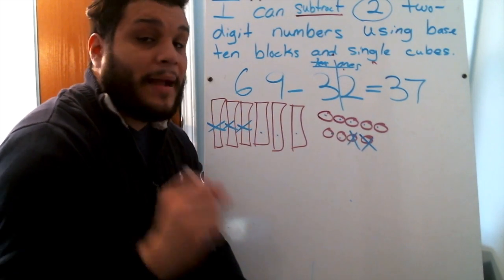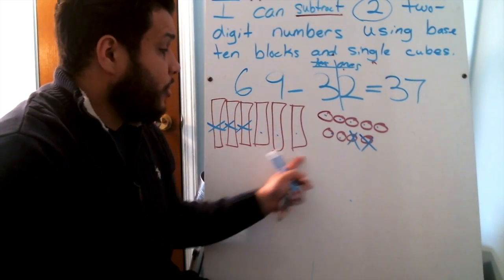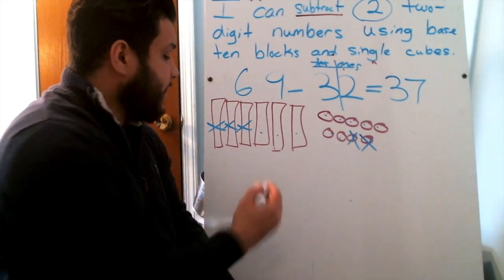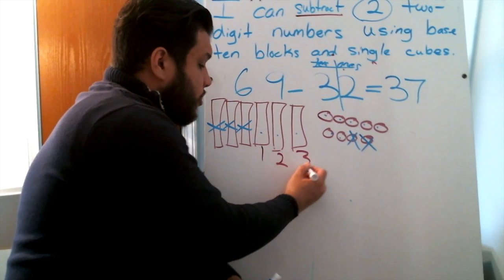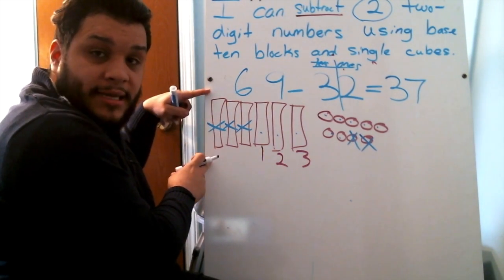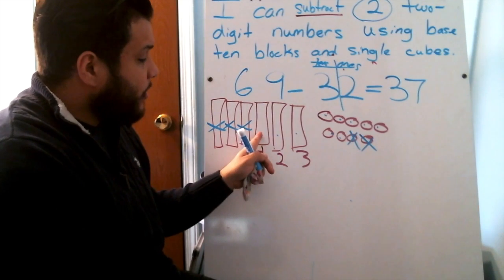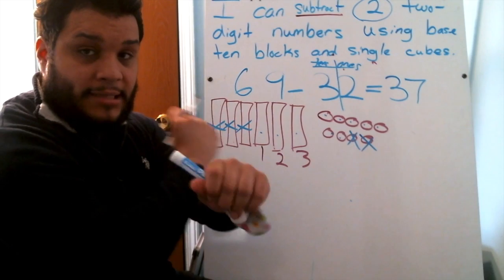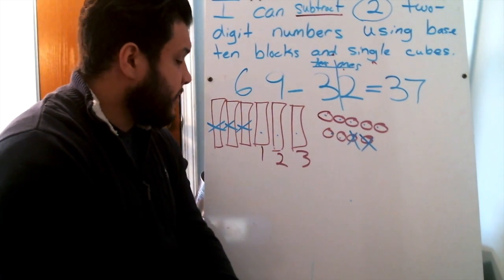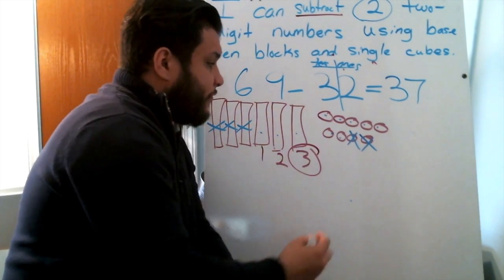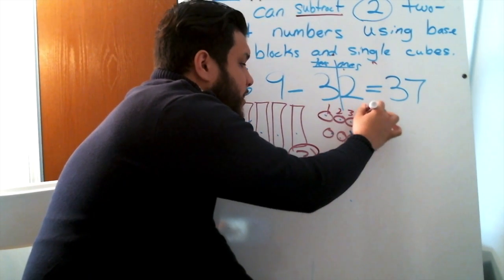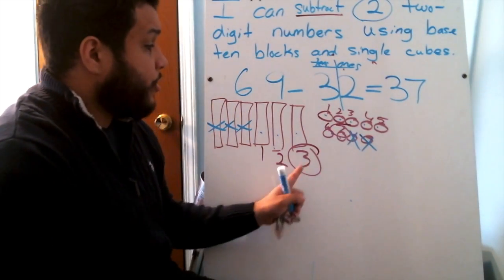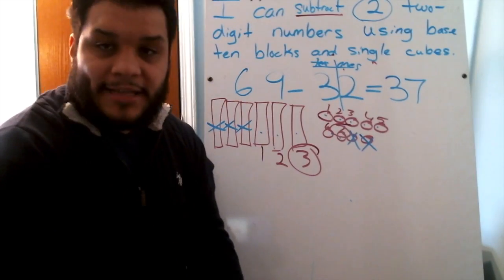I check my work by making sure that my picture, or whatever is left, equals my answer. So I'm saying that I have 3 tens. Well, let's count. 1, 2, 3. I don't count these tens because they have X's on them. I only count the tens that don't have X's on them. Same thing with my ones. I don't count the ones with X's on them. I only count the ones that are single. So I have 3 tens that are left over. And then I have 1, 2, 3, 4, 5, 6, 7 ones. 3 tens, 7 ones. It checks out.